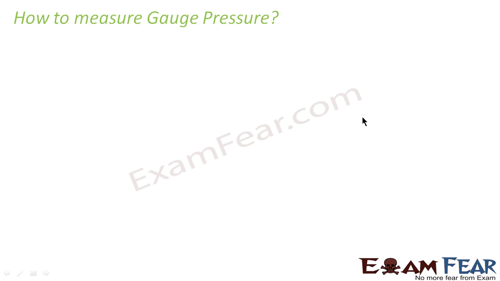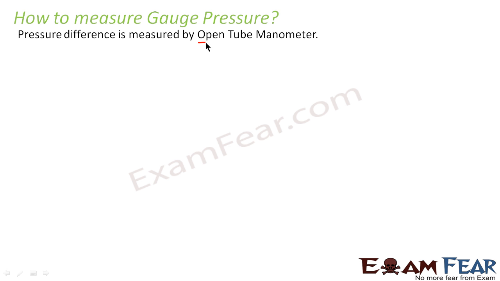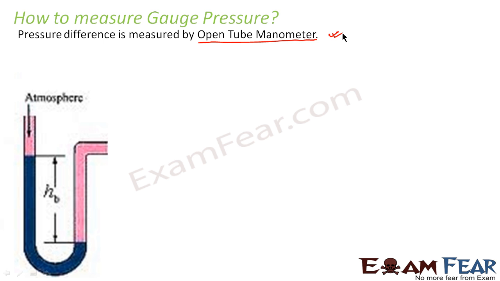Now, before this we saw what is atmospheric pressure and how do we measure atmospheric pressure. Now we will see how do we measure gauge pressure. So just to recall, how did we measure atmospheric pressure? Yes, using mercury barometer. So now we will measure gauge pressure using a device which is known as open tube manometer. So open tube manometer is used to measure the gauge pressure. Gauge pressure, that means the difference between the atmospheric pressure and the pressure of the system. So let us see how an open tube manometer looks like.